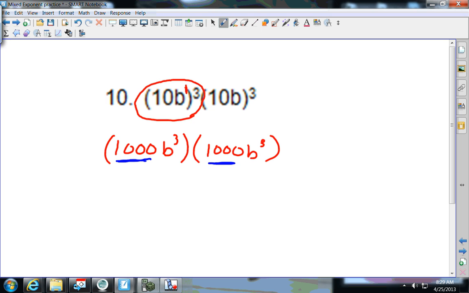Multiply your coefficients. So if you take 1,000 times 1,000, you get 1,000,000. Okay, because you can put that in the calculator and find it, or you add the zeros on there. b, and you add the exponents, b to the 6th. That would be your answer.